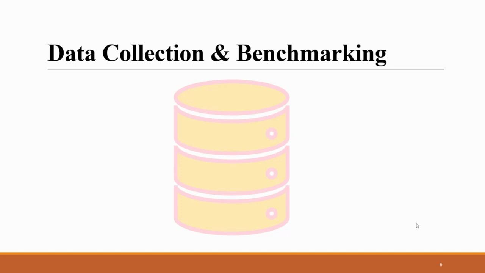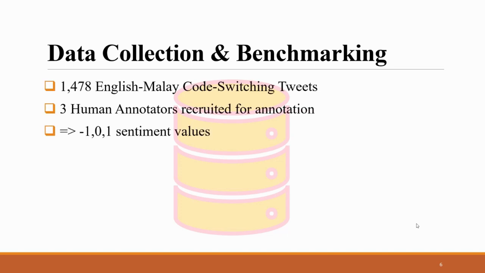The dataset we use in this research is a raw tweet dataset that contains 2,416 tweets written in English, Malay, and English-Malay code switching. As our research only focused on the code-switching tweets, pure English and pure Malay tweets are filtered out, and the remaining 1,478 code-switching tweets are passed to human annotators for sentiment annotation.